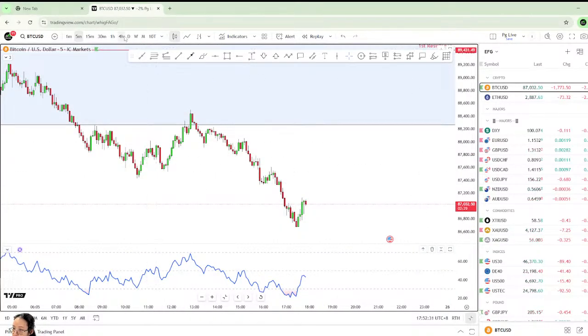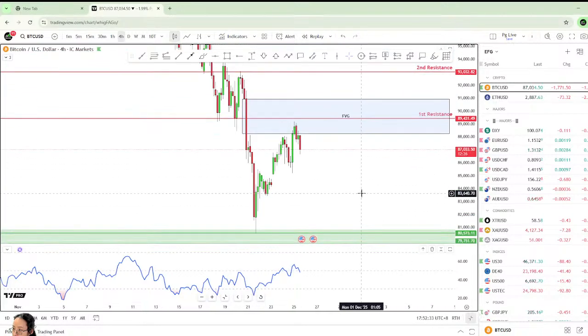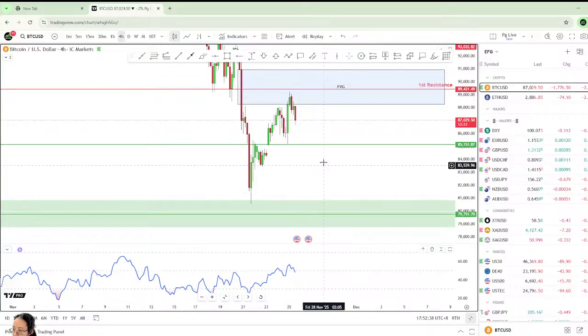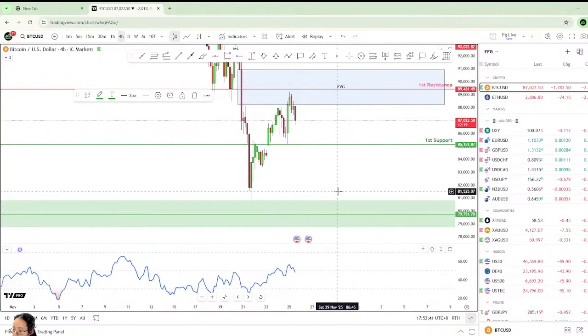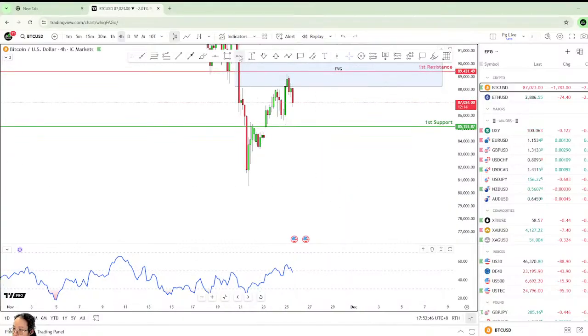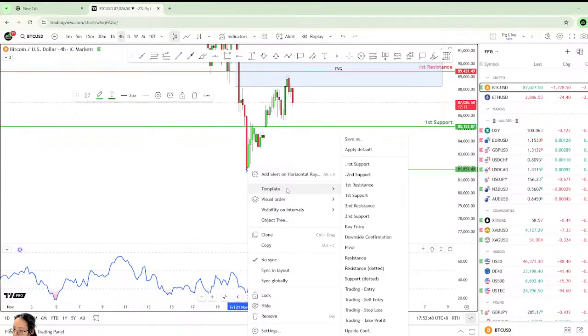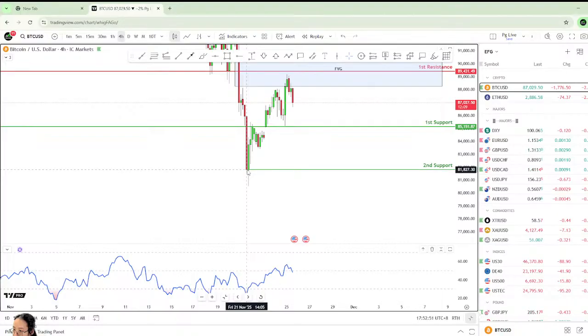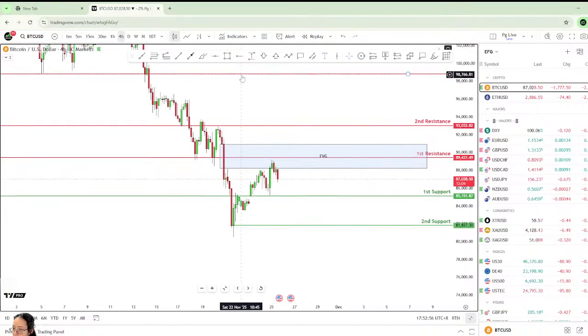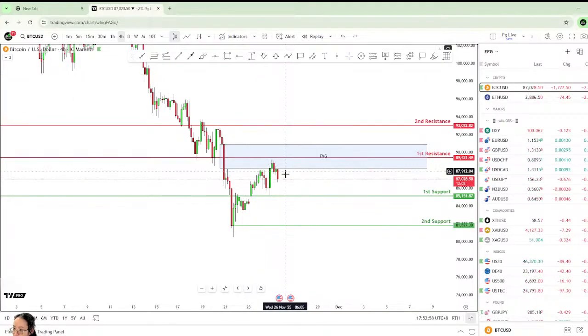BTC. This is going to be the first support level for BTC, and the second support right here. So this is a key level for BTC. BTC had already fallen from the resistance level plus the FVG over here. Now I'm going to finish up.